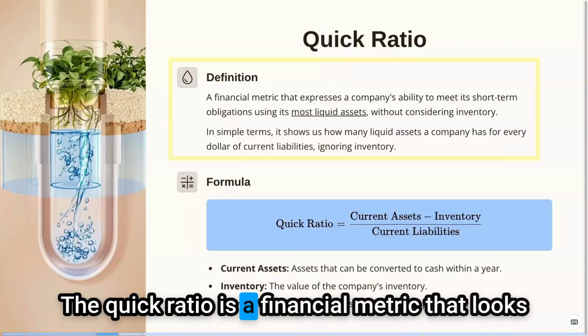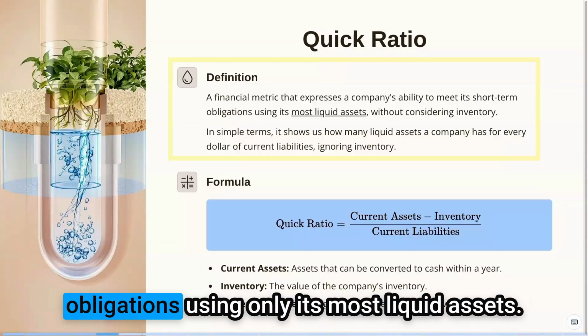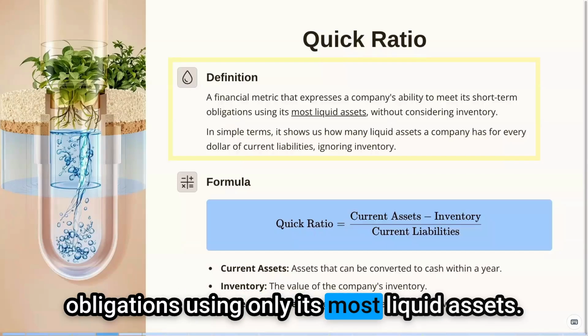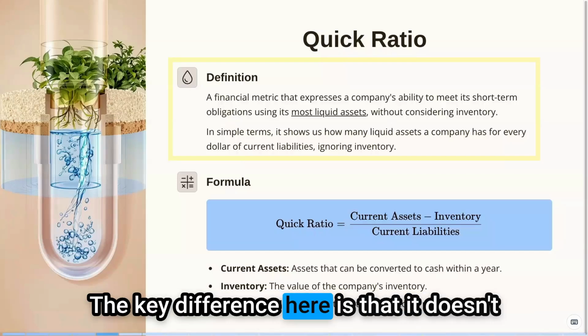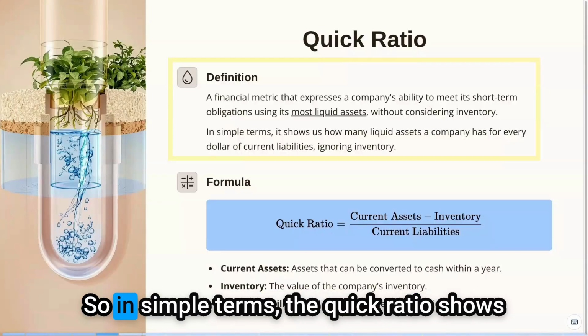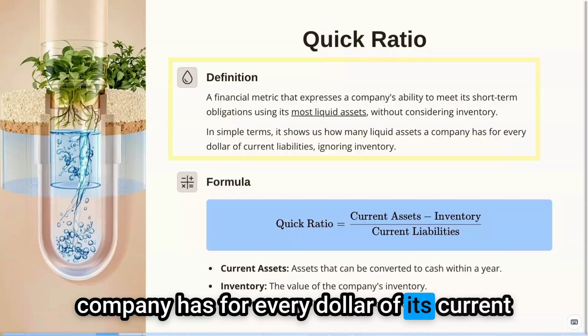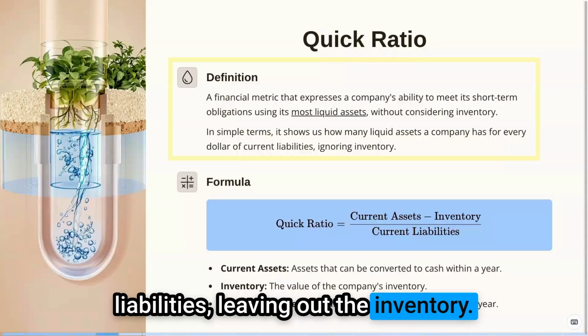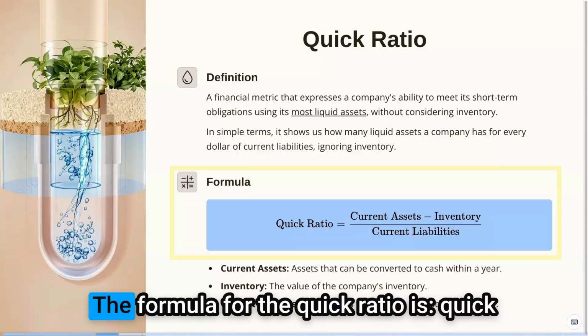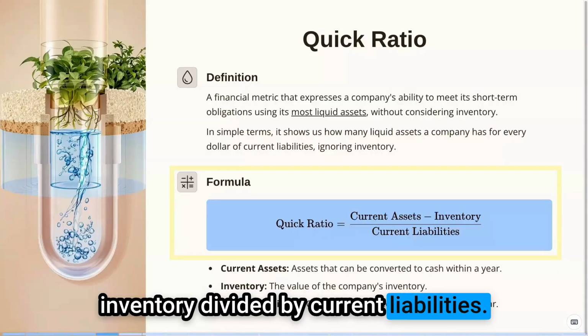The quick ratio is a financial metric that looks at a company's ability to meet its short-term obligations using only its most liquid assets. The key difference here is that it doesn't include inventory in those assets. So, in simple terms, the quick ratio shows us how many easily cashable assets a company has for every dollar of its current liabilities, leaving out the inventory. The formula for the quick ratio is quick ratio equals current assets minus inventory divided by current liabilities.